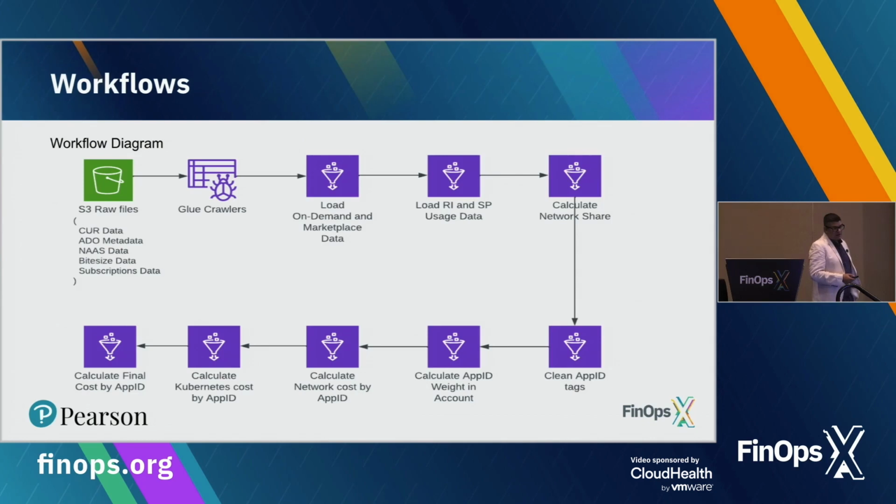This particular one is how we do our cross-charge at Pearson. Okay, so what we do in the initial phase is load all our raw files, which is the CUR data, some ADO metadata. What that means is more business unit, which account belongs to who, who's going to pay for it, all that kind of metadata. Some network sharing data that I received from some other teams, like, hey, all these accounts are using some network cost, so help me cross-charge that, right? So we load that data and run some business rules.